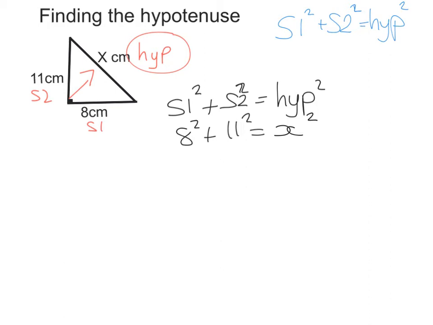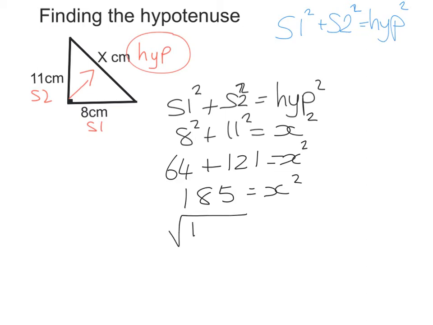All you do next is you square those and then add them together. Now you must square them before you add them. If you do 8 plus 11 is 19. 19 squared will not give you the same value. So 8 squared is 64. 11 squared is 121. That gives me a total of 185 for x squared.